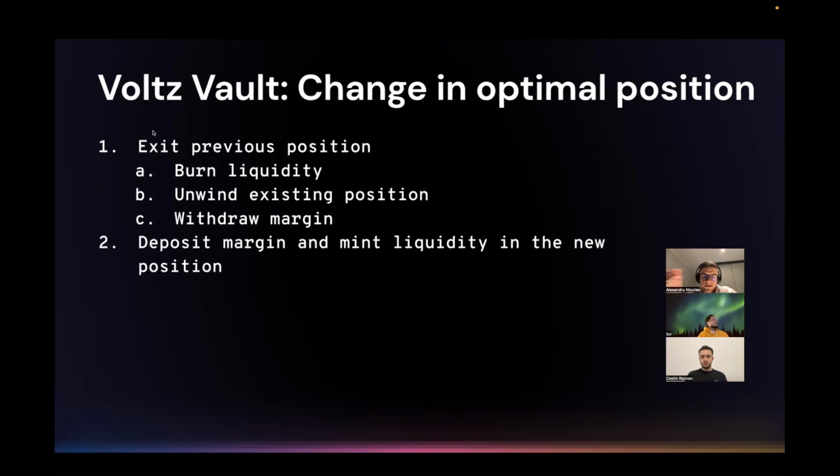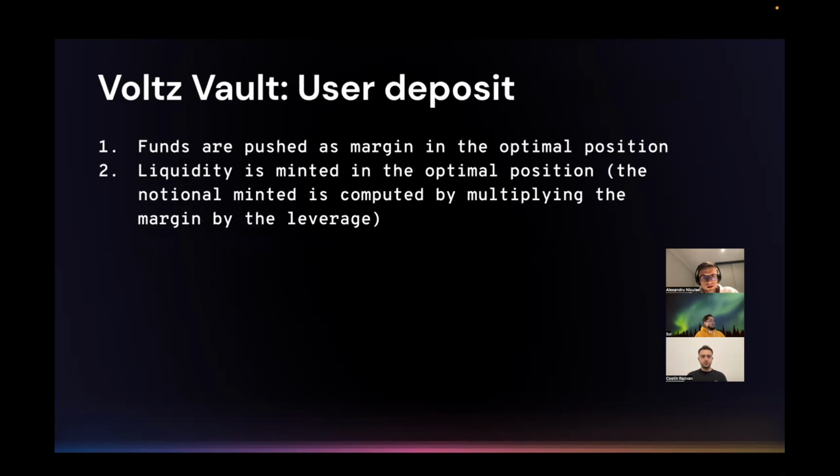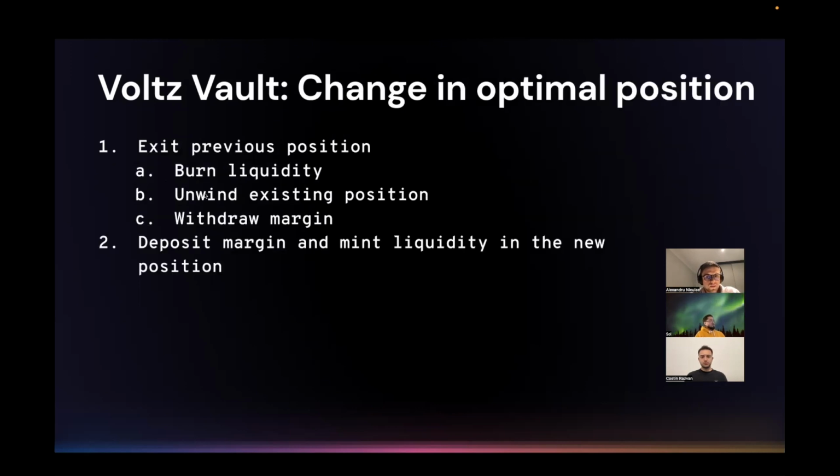The first one is exit the previous position. This involves burning the liquidity that we've minted, unwinding the existing position, and then withdrawing the margin. And then for the second part, we need to deposit the margin and minted liquidity in the new position, exactly as we've done here. So let's see this first part, how this was achieved in the code.